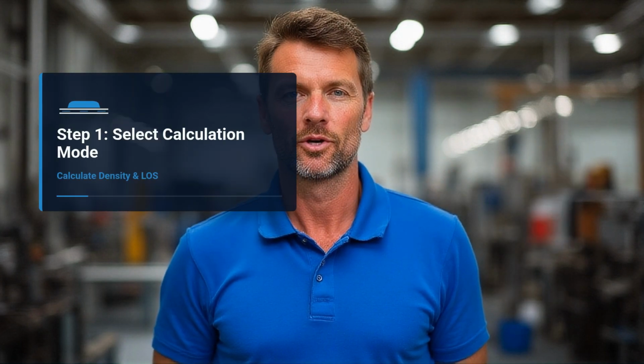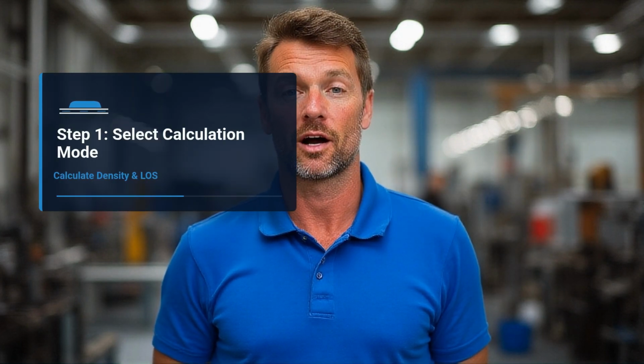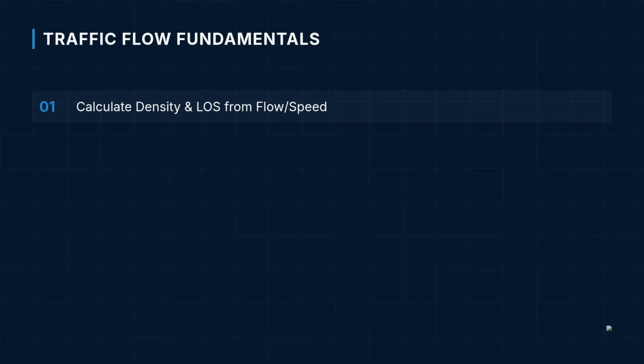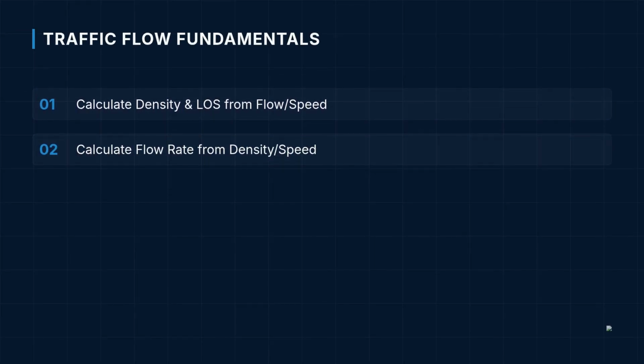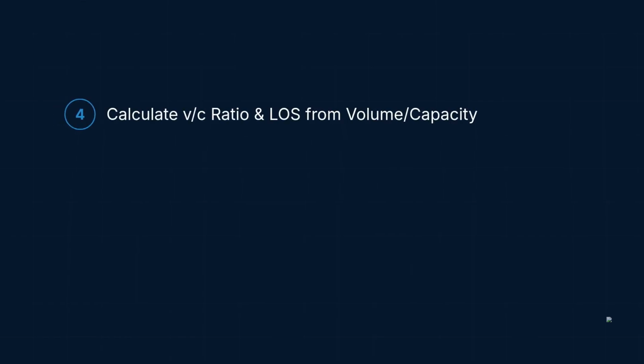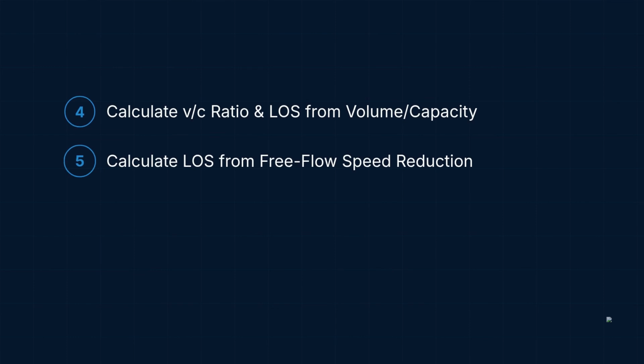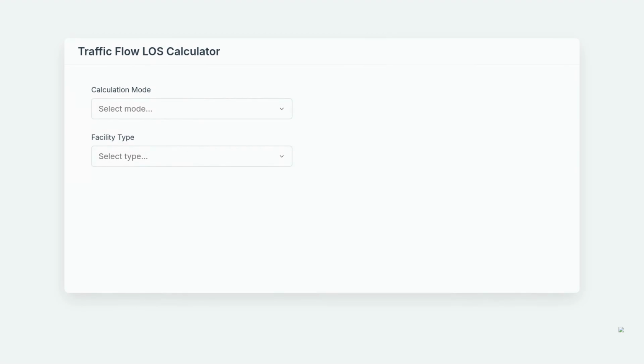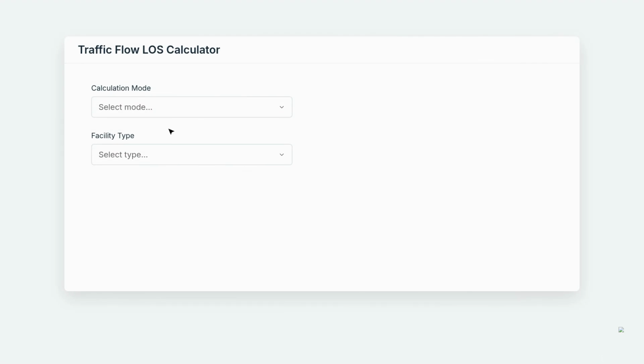For calculation mode, you can select Calculate Density and LOS from Flow and Speed, Calculate Flow Rate from Density and Speed, Calculate Space Mean Speed from Flow and Density, Calculate V/C Ratio and LOS from Volume and Capacity, Calculate LOS from Free Flow Speed Reduction, or Calculate LOS from Average Control Delay. I'll use Calculate Density and LOS from Flow and Speed.